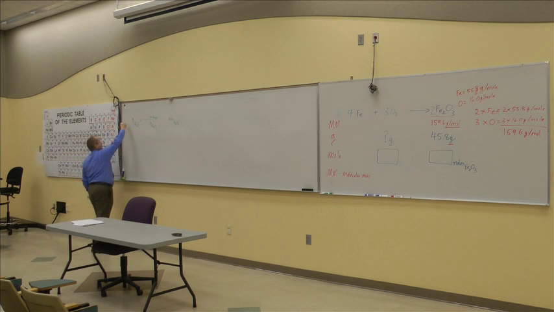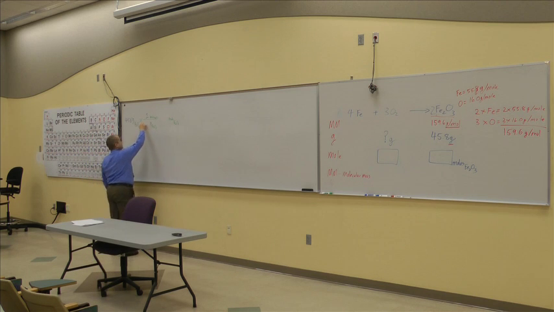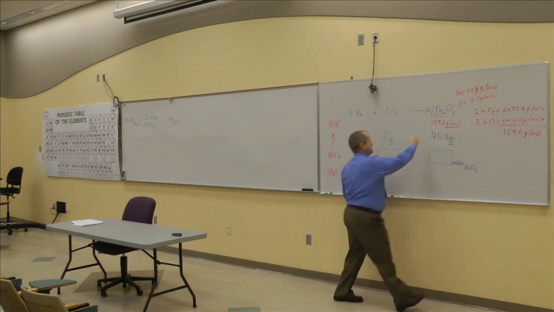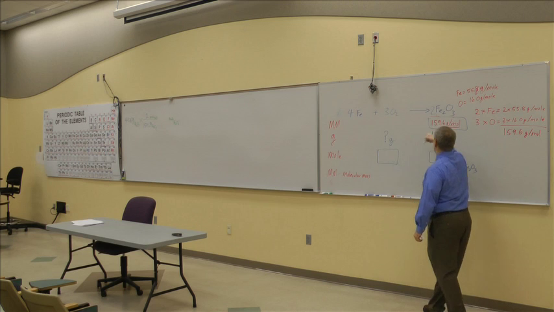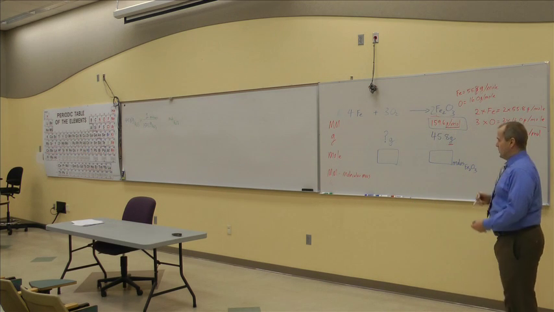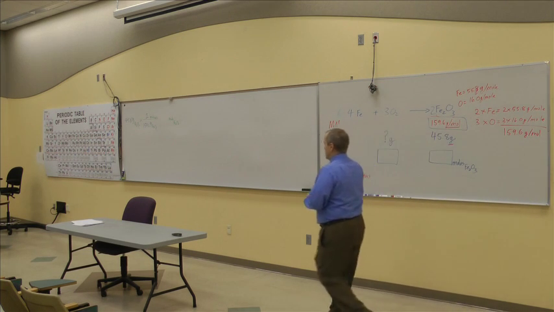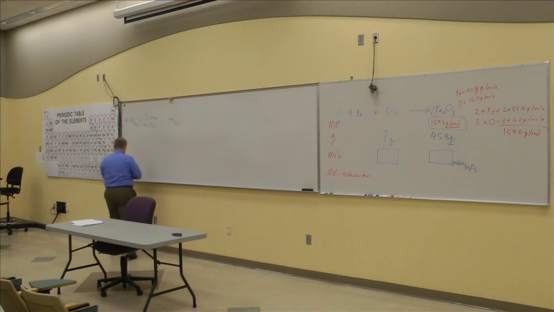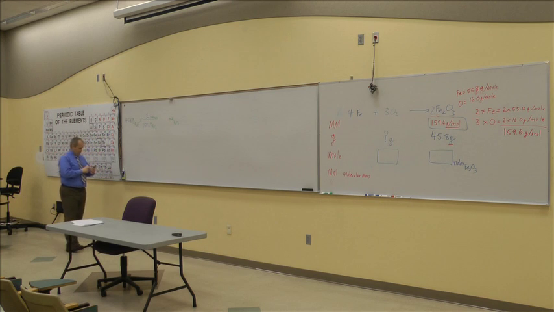45.8 goes right here. The number 1 goes here. And 159.6 goes there. I got that number from right here. That's the molecular mass. So I'm converting grams to moles using molecular mass. Get it? No? Okay.